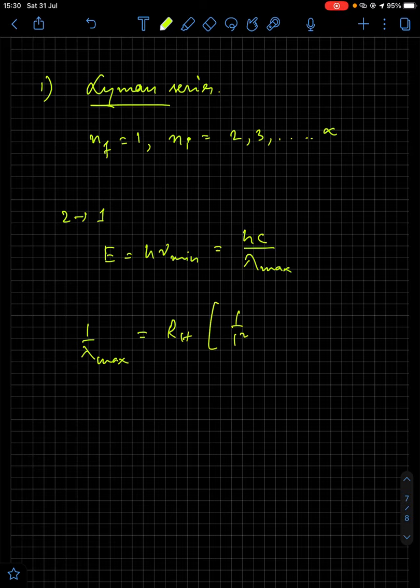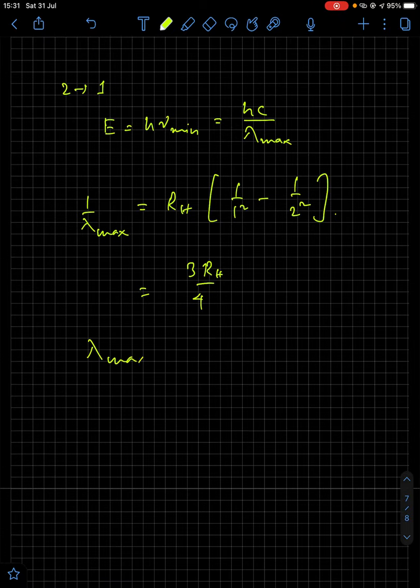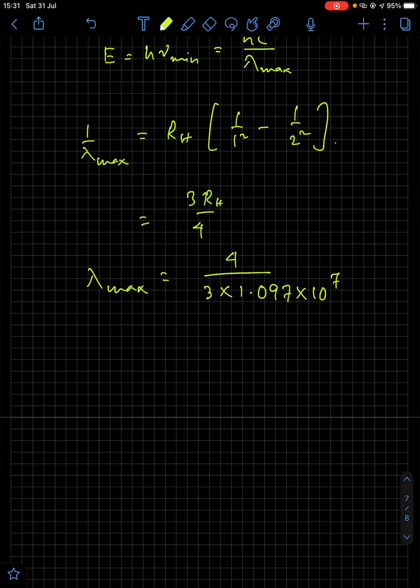F is 1 by 1, right? 1 square minus 1 by 2 square. Okay, so what is it giving you? It is giving you 3 by 4, 3 RH divided by 4. Now if you do lambda max equal to 4 divided by 3 into the value for RH, which is 1.097 into 10 to the power 7.